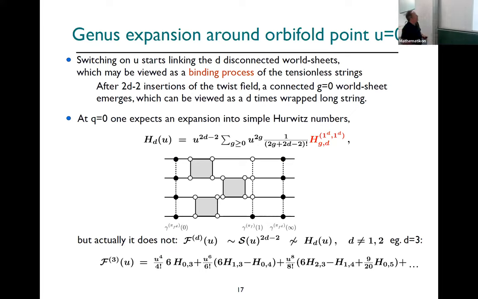Okay, so the question is what happens now if we expand around the orbifold? Yeah. And the idea is, of course, that interactions will link these disconnected sheets together, which can be used as a binding process. And if you perturb it high enough, then these sheets are all tied together. This is not disconnected anymore, and you get a connected genus zero Riemann surface, which corresponds then to a bound state of originally n linear strings. Yeah? So naively, one would expect that this expansion would reproduce the Hurwitz numbers, but actually this is wrong.